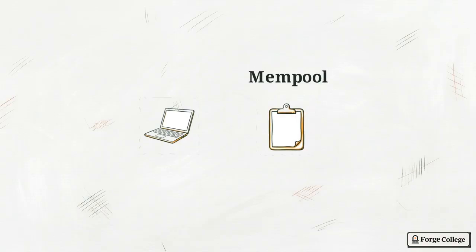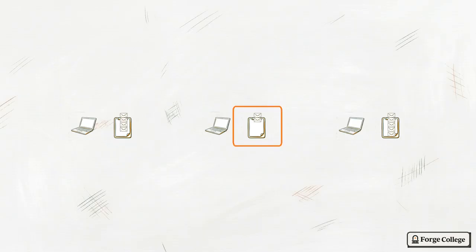Every computer on the network has its own private waiting room called a mempool. You can see it here. It's like an internal clipboard where the node stores every unconfirmed rumor it hears. It's important to realize there is no global waiting room. Looking at these three nodes, notice how their clipboards are all different. Each node maintains its own list based only on the whispers it has personally received.